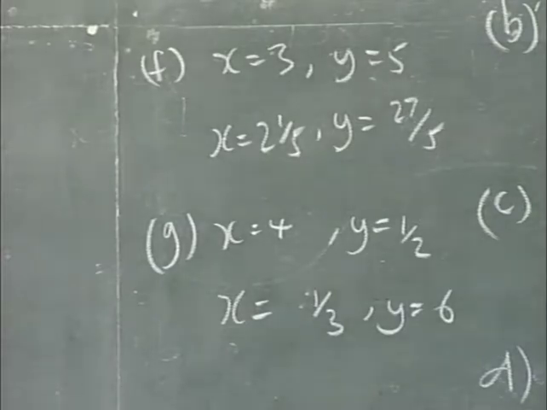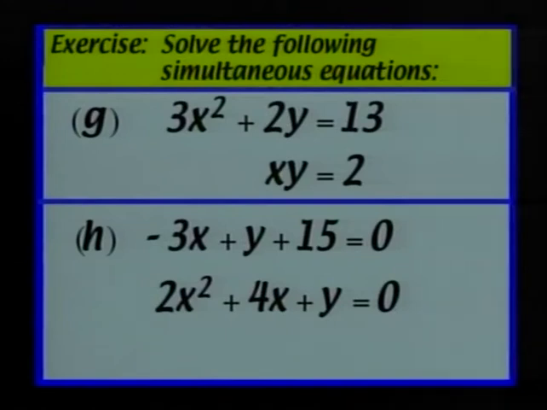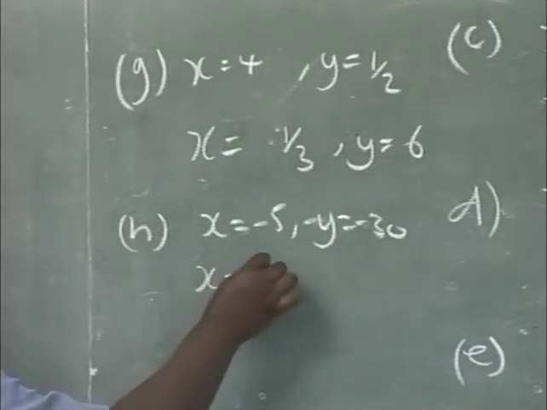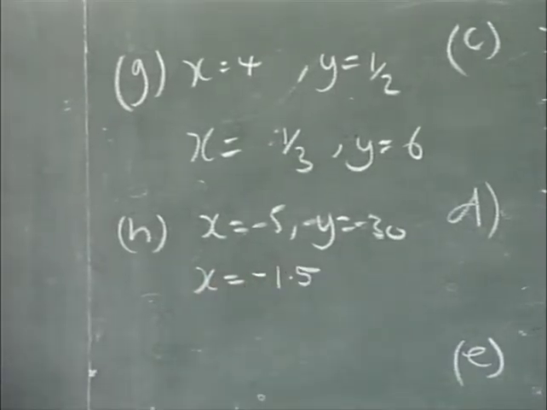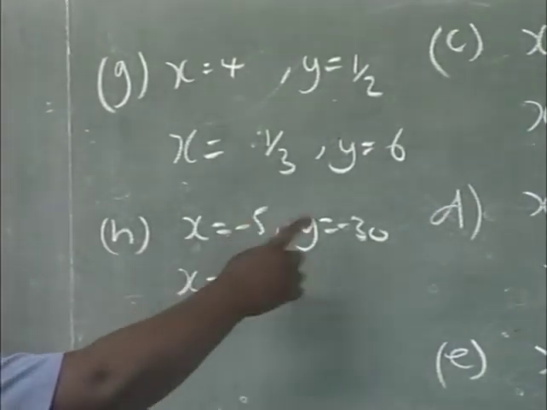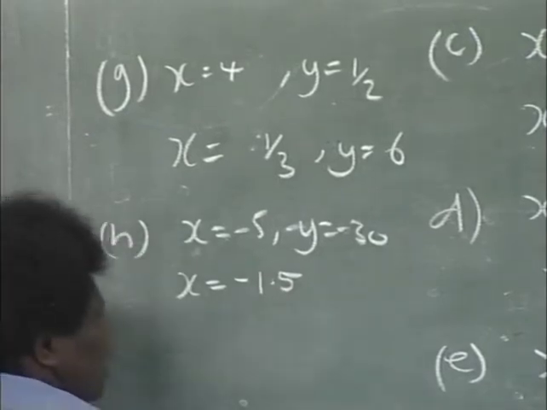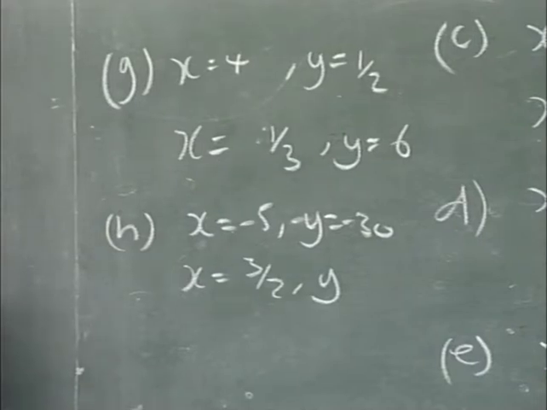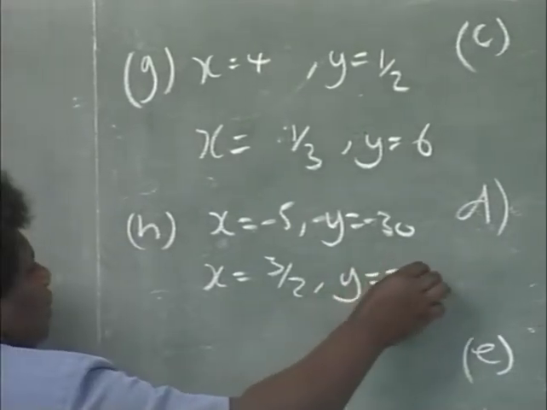Peter, letter H. When x is negative 5, y equals negative 30, and when x is 1.5, y is negative 10.5. All right, the first set of answers, negative 5, negative 30. The other one is? Positive 1.5. Okay, 3 on 2. Negative 10.5. Okay.